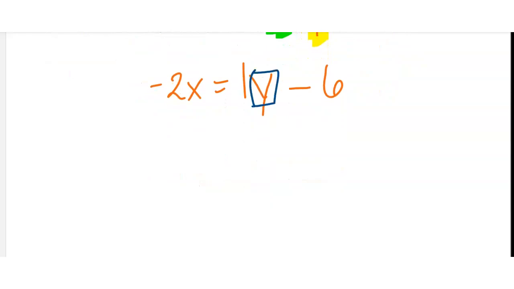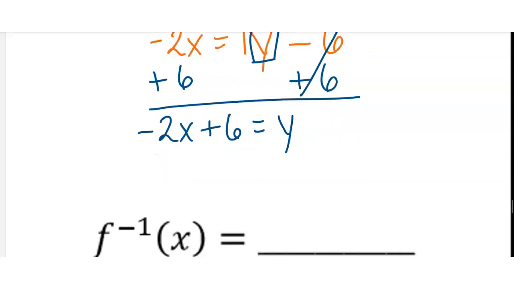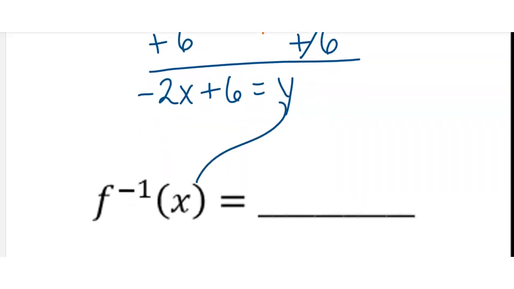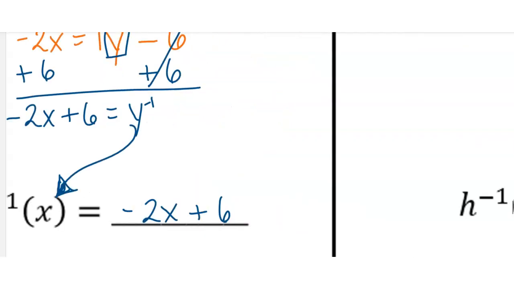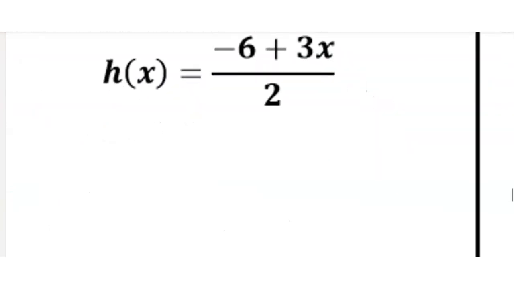Still, we want to isolate this y, so we do the inverse of subtracting 6, which is adding 6. Remember, we can't add x's with constants, so we write the expression to represent it. And now that we've solved for y, we write it in the correct notation, which is -2x plus 6. Okay, let's go to the final example. Now we're looking at the function of h.